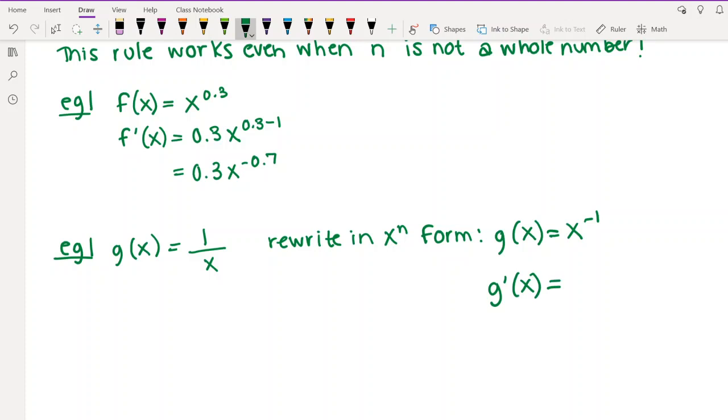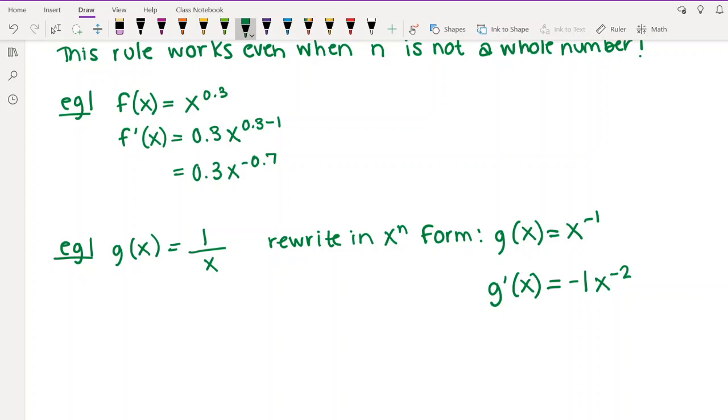So we can bring down this exponent of negative 1 and then write it as negative 1 x to the negative 2. So regardless of whether that exponent is positive or negative, regardless of whether it's a whole number or not, you're always doing the same thing. You're always bringing that exponent down to become the coefficient and then subtracting 1 from the exponent. So if the original exponent is negative 1, the new exponent is negative 2.